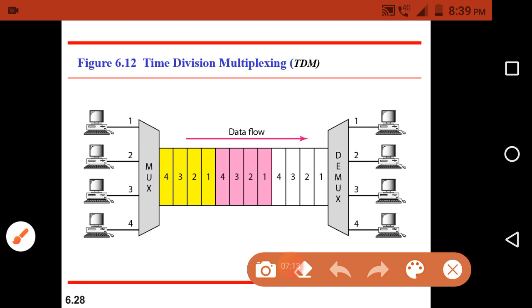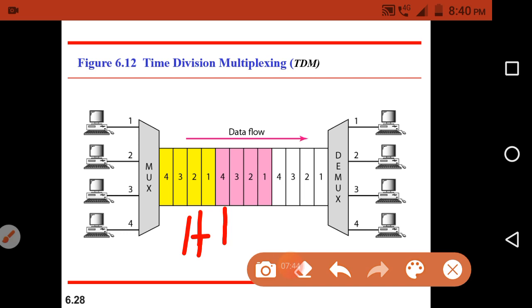There are a total of 4 sending devices: the first device, second device, third device, and the fourth device. These devices share this bandwidth in a timely manner. The first device sends its signal in its particular time, and the second device sends its data in its time, and the same for the third and fourth devices.